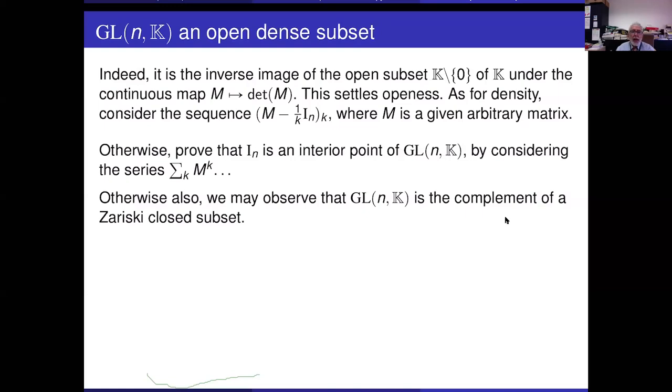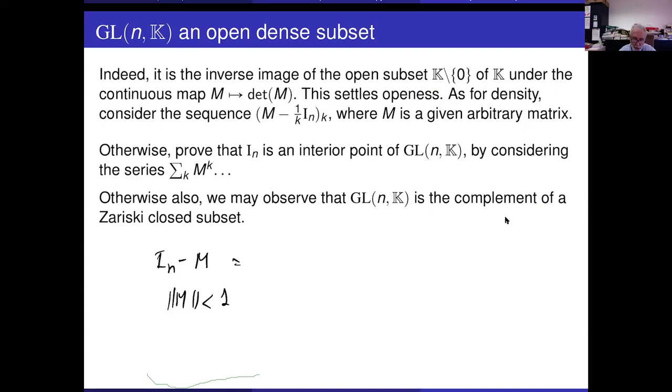Another way to prove it is to prove that the identity is an interior point of GLN K. Once we have proved it, we can, by translation, prove that any other point is interior to GLN K. Translation by multiplication here, okay? And how could we show this? We take the identity and we are going to prove that if M is small enough, IN minus M is invertible.